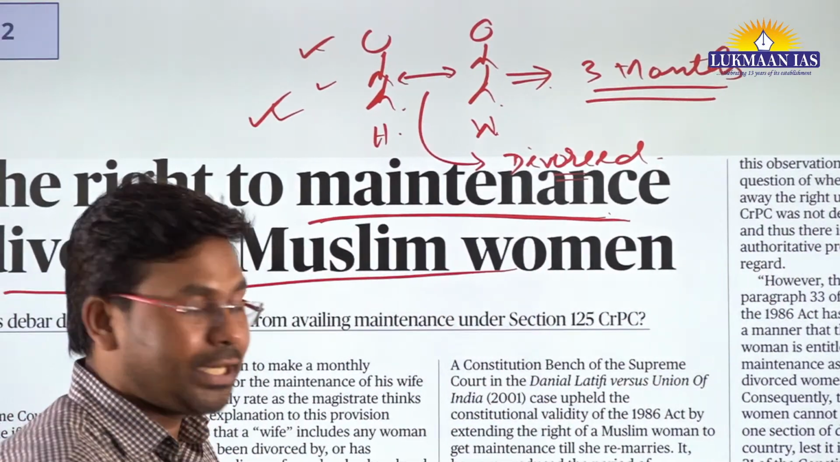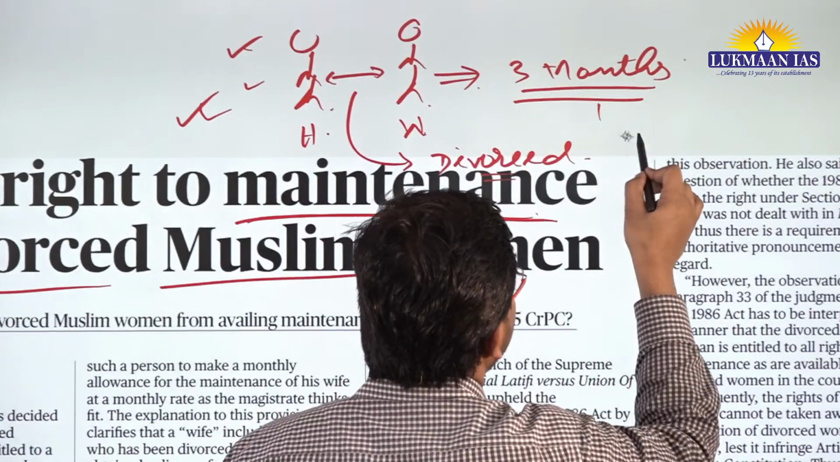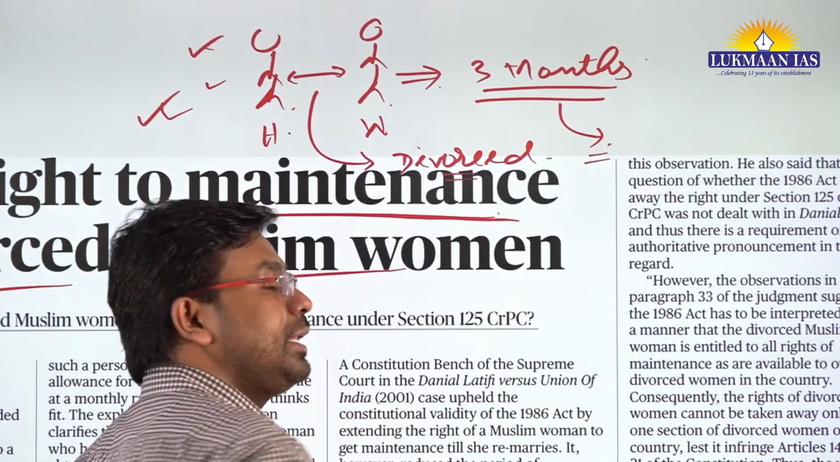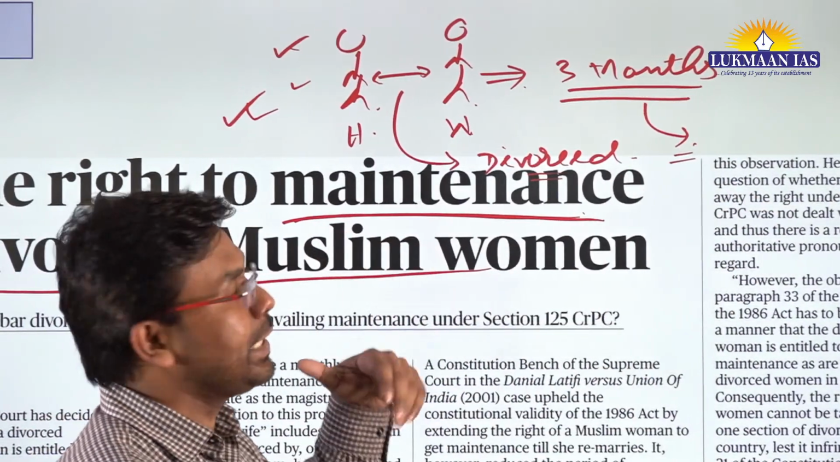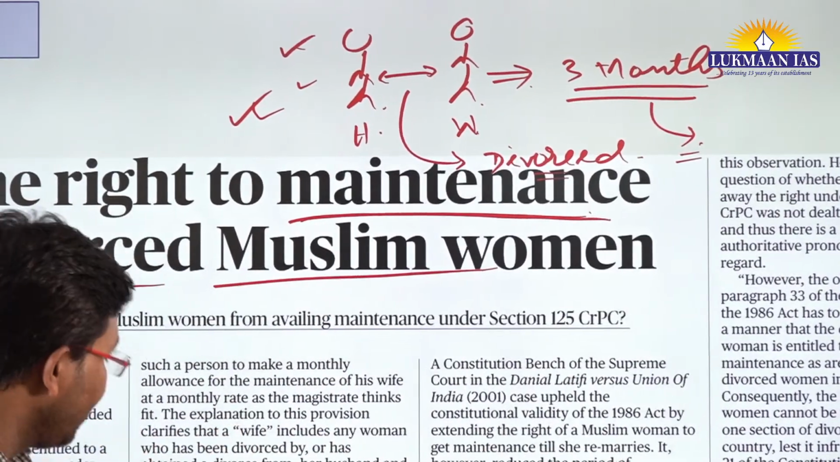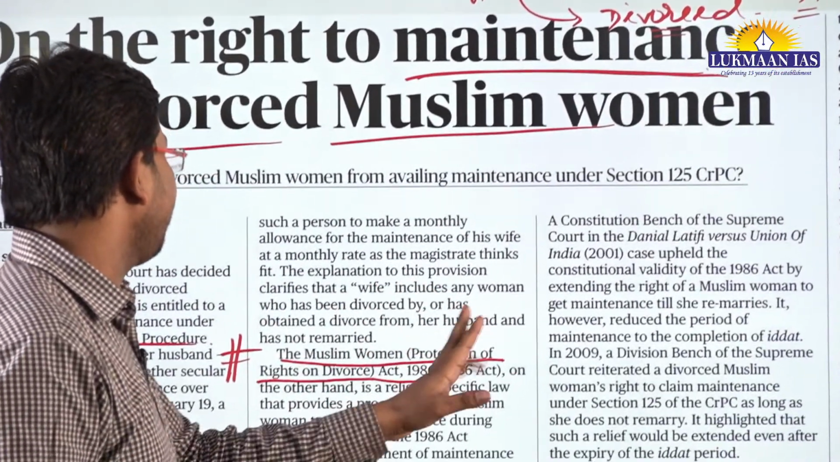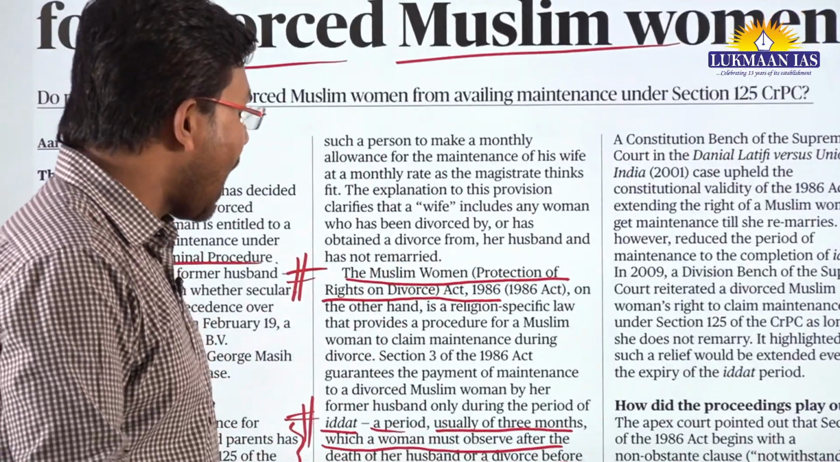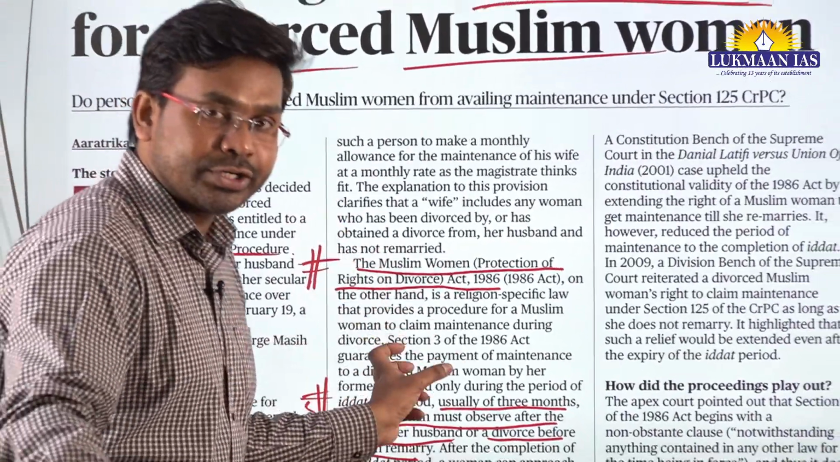And during this 3 months time period, the divorced woman will be given maintenance by her husband, and this is recognized under this act, which is the Muslim Women Protection of Rights on Divorce Act. However, the provisions of this act have been challenged before the Supreme Court of India time and again.